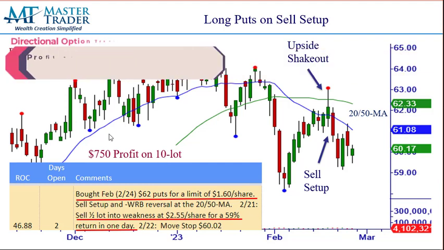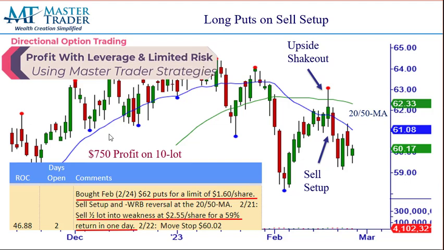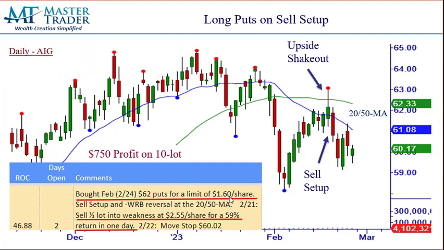So again, we're profiting from our directional bias with leverage because we're paying a fraction of what it would cost, or the buying power consumption of trading the underlying versus calls or puts, and our maximum loss is significantly lower because our maximum loss is our cost basis. It's whatever we paid for the call or put option.